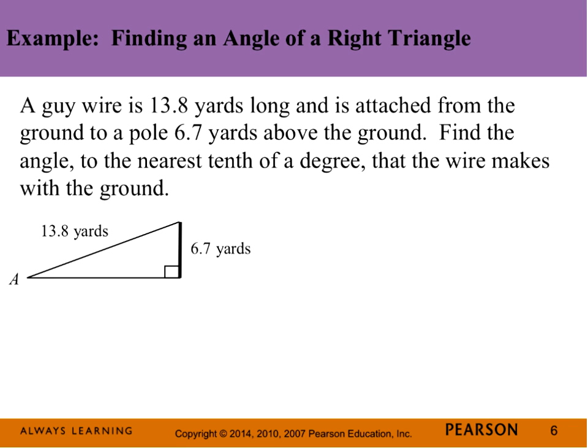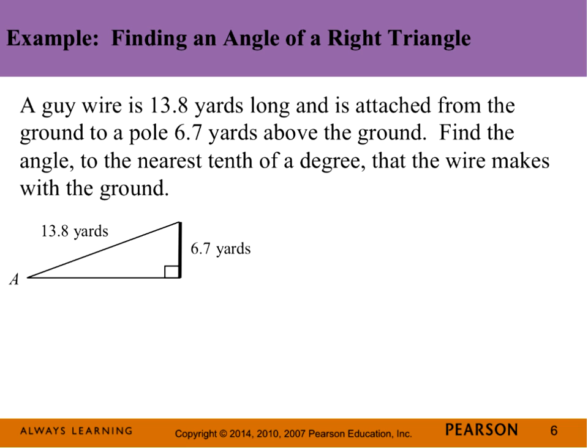Okay, so we have another application problem having us use our method of solving a right triangle to find the answer. A guy wire, which is just one of the wires that comes off of an electrical pole or a telephone pole, I think mainly an electrical pole. But it's the wire that comes off and attaches down at the ground. That's what a guy wire is.